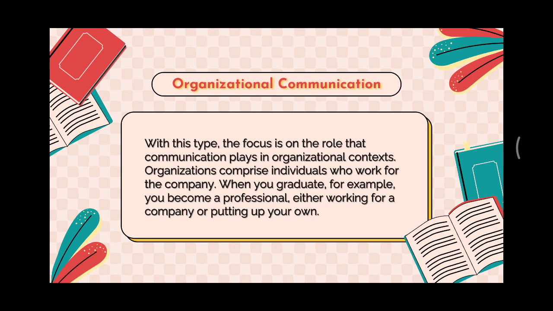Now, under the formal type of organizational structure, we have four approaches. These are the downward communication, which is the communication between a person with a higher position and his or her subordinates. The upward communication, which is the communication from the subordinates going to their superiors.